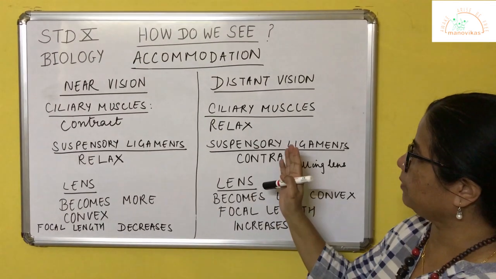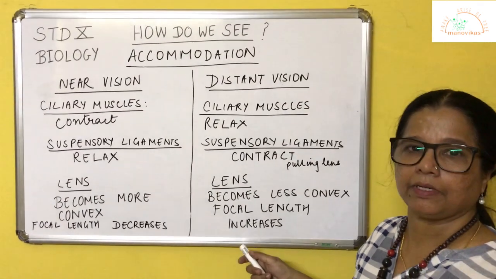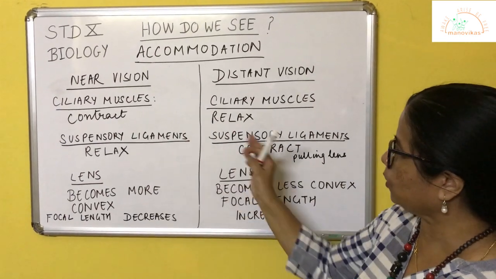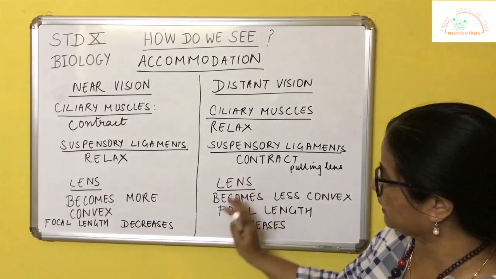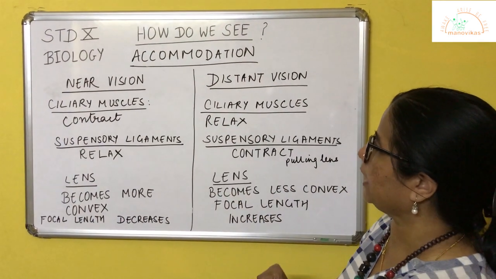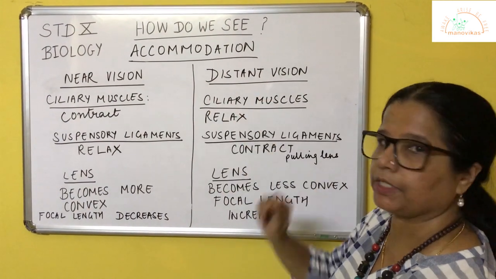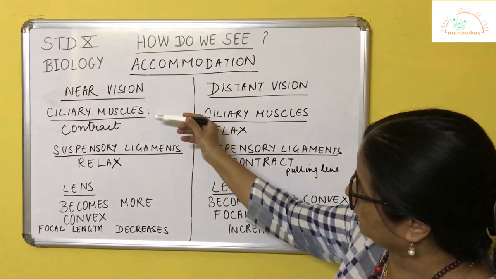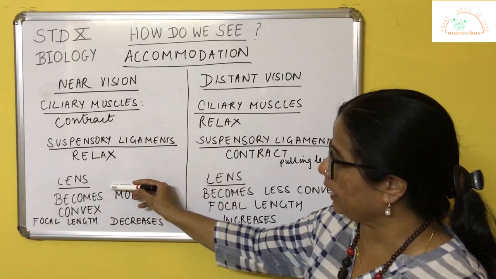Here is a comparative table for you. You can draw the same kind of table in your notebook. You can use your own kinds of words to understand, but this is basically to guide you. Now let us look at the main structures of the eye that are involved in accommodation: ciliary muscles, suspensory ligament and lens.